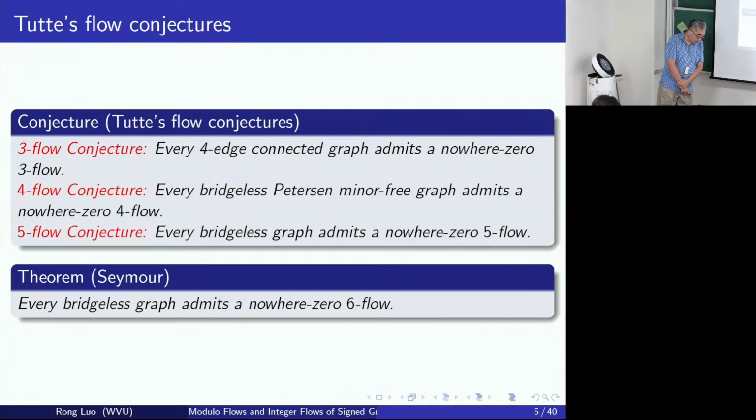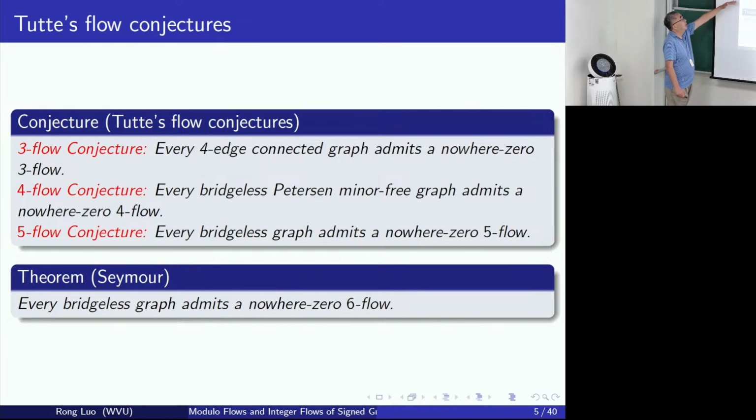And there are three famous conjectures due to Tutte on the flows of unsigned graphs. The three-flow conjecture says every 5-edge-connected graph admits a nowhere-zero 3-flow. And right now, the best result is that every 6-edge-connected graph admits a nowhere-zero 3-flow. The four-flow conjecture means that a bridgeless graph without a Petersen minor admits a nowhere-zero 4-flow.